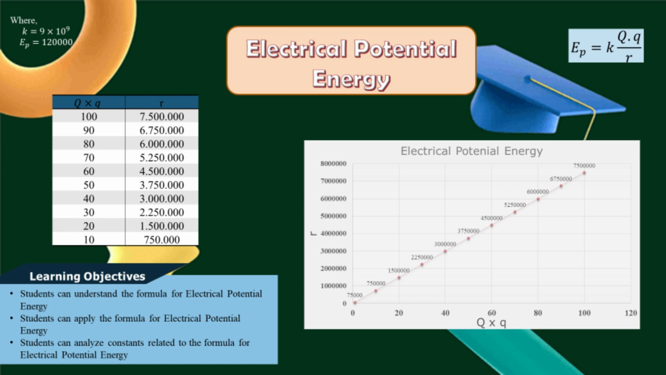From the graph of energy potential and big Q times small q, we can see that the graph line is a sloping linear line, with the value increasing gradually as the range increases.